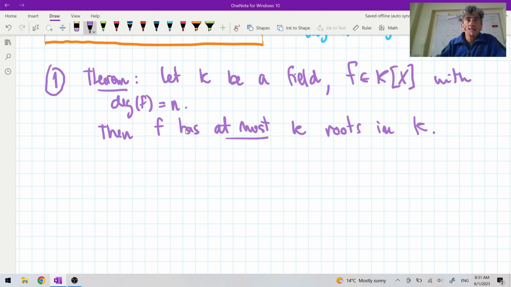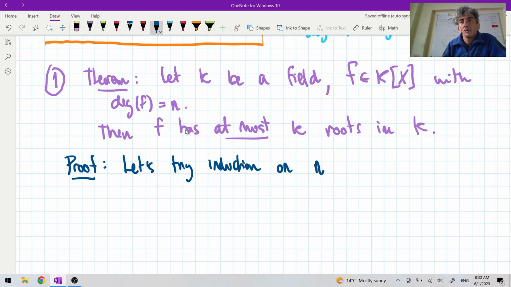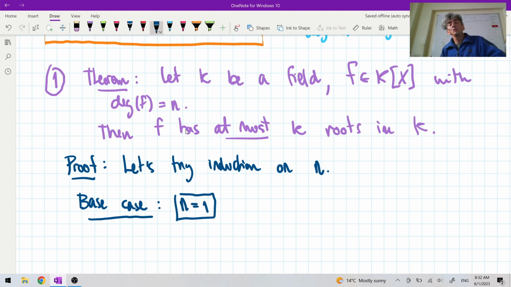Okay, and we're going to try a proof for this. So why is it that this is true? Let's try induction on n. Let's try the base case. We need to establish the theorem for n equals 1. So we need to prove that any polynomial of degree 1 has at most one root in K.